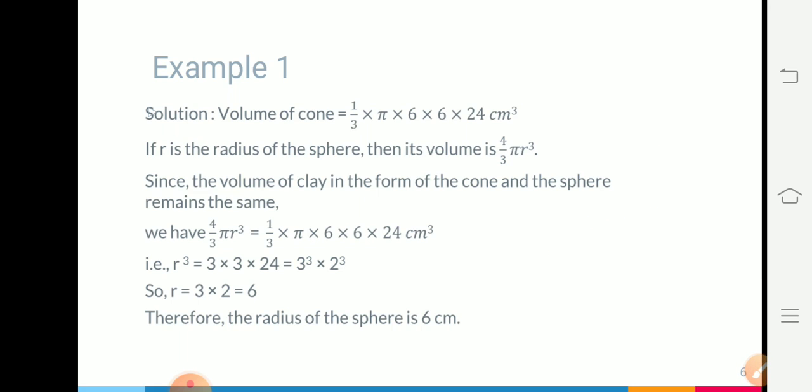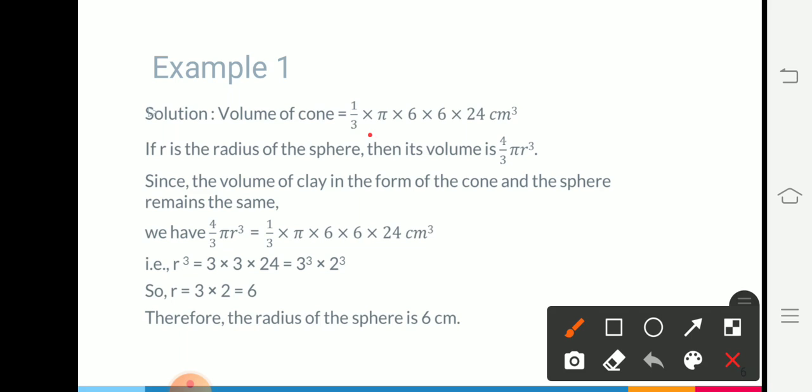You know the volume of the cone is 1 by 3 pi r square h. So using this formula, 1 by 3 into pi into 6 into 6 into 24, you get the volume of the cone. Now if r is the radius of the sphere, then its volume will be 4 by 3 pi r cube.